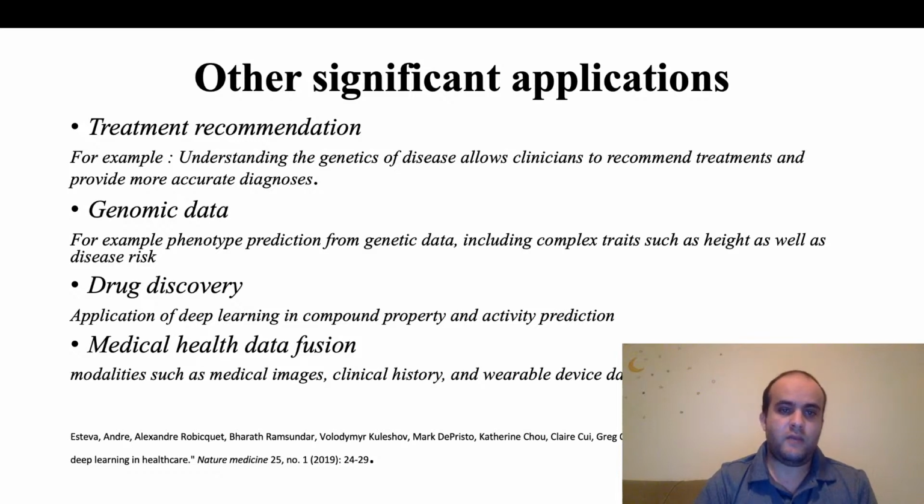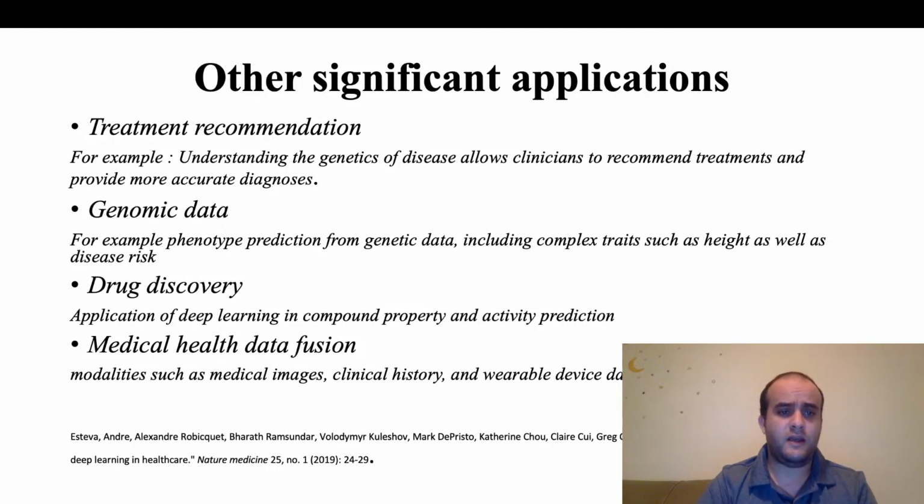So if you, for example, understand the genetics of disease, AI can help the clinician to recommend treatment and provide more accurate diagnosis. The genetics of disease is sometimes complex, and if AI can help the clinician to understand that, it can easily help the clinician to recommend treatment and provide more accurate diagnosis if you need it for diagnosis.